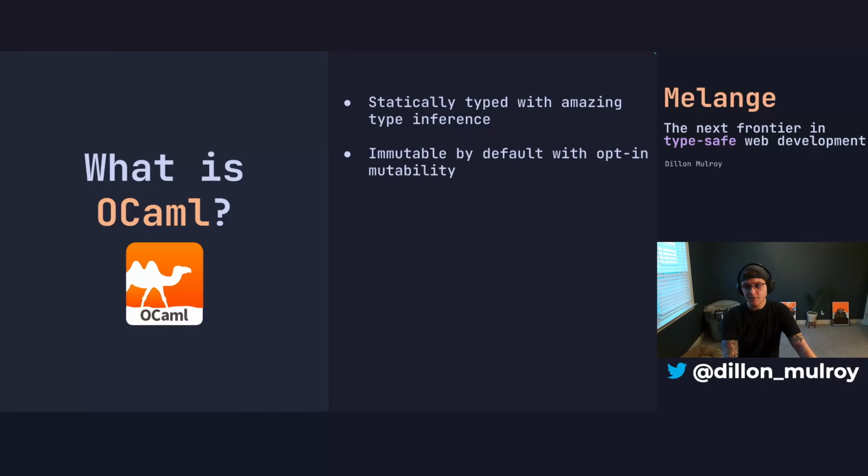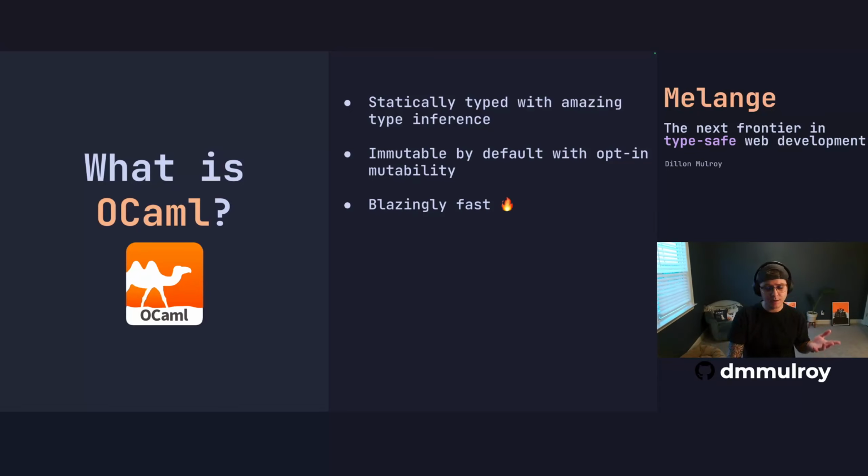It's immutable by default with opt-in mutability, so it saves us from the most common bugs in programming, that being bugs coming from mutation. It's blazingly fast. Generally, if you're compiling to native, you're going to be performing in the same ballpark as, and generally faster or better than, languages like Java and Go. And you can also tune it to get close to speeds like C and C++.